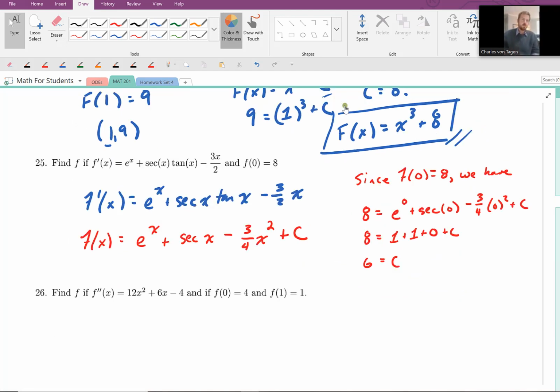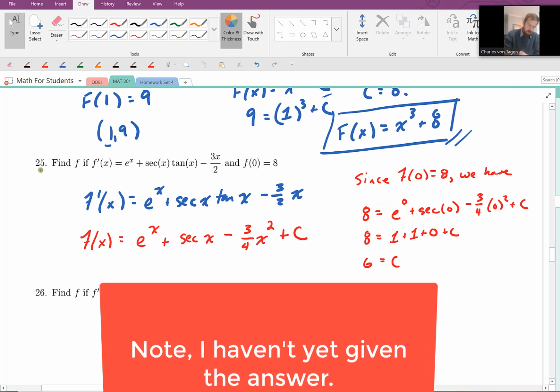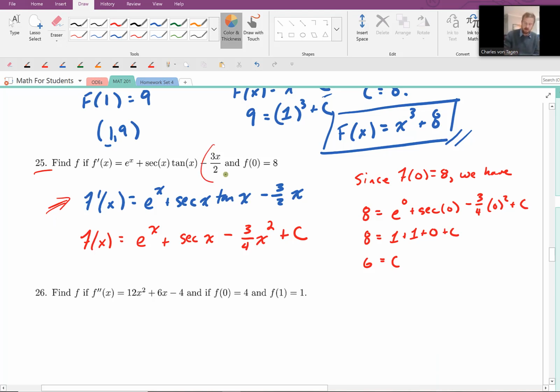So folks, I went ahead and worked number 25. The first thing I did was I just rewrote the derivative expression to make it a little bit easier to read. Sometimes people have a hard time reading that expression. 3x over 2, that's just 3 halves x, or minus 3 halves x in this case. So I just rewrote the derivative, and then from this line to this line, I took the antiderivative of this function.